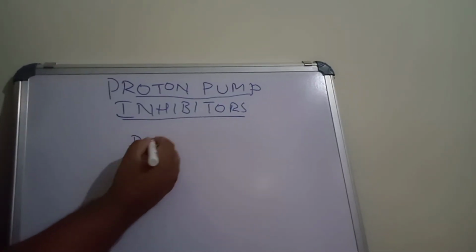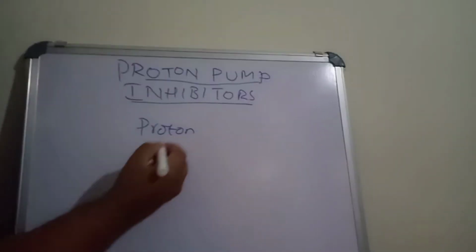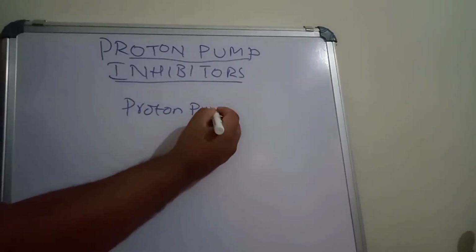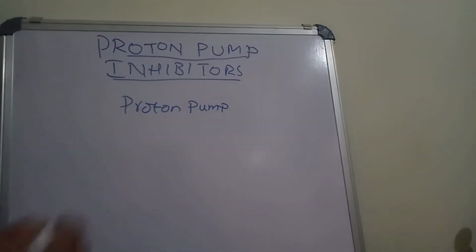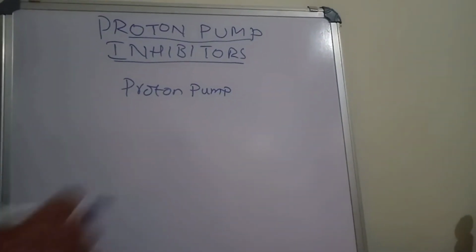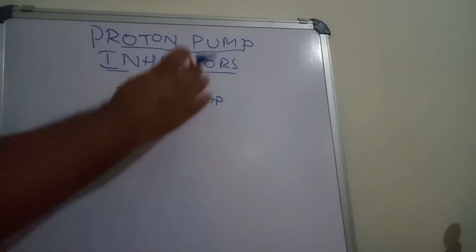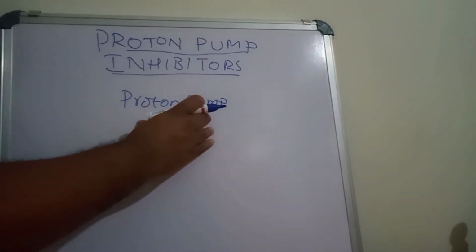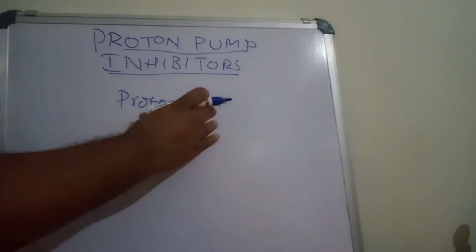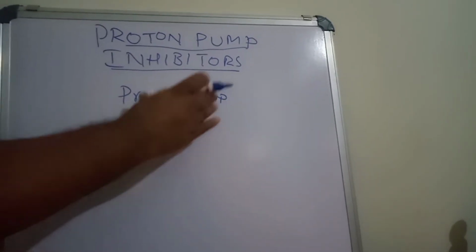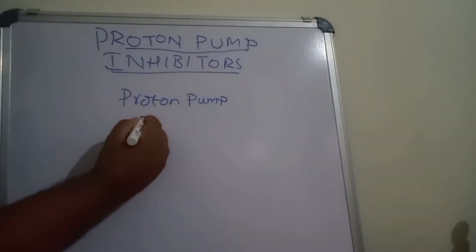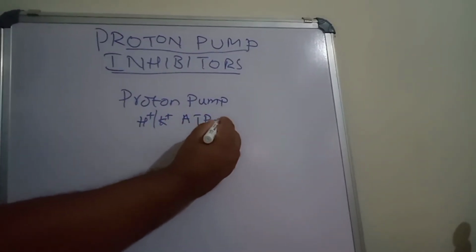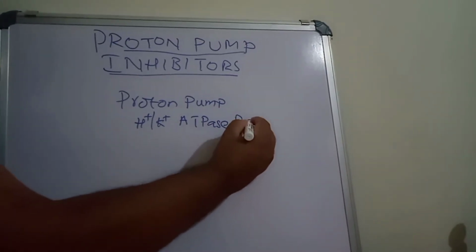So, proton pump is an integral membrane protein in the parietal cells of the stomach, which pumps the protons inside the stomach, thereby increasing the H plus ions or acid, leading to the ulcer. So proton pump will help in increasing the concentration of H plus ions. It is an integral membrane protein, and it is also called the hydrogen potassium ATPase pump.